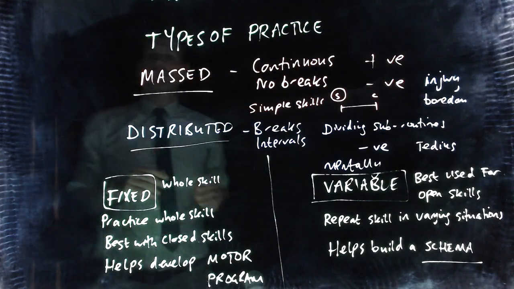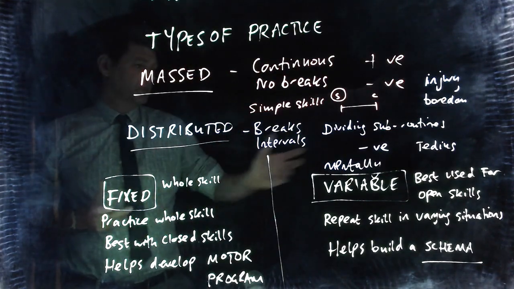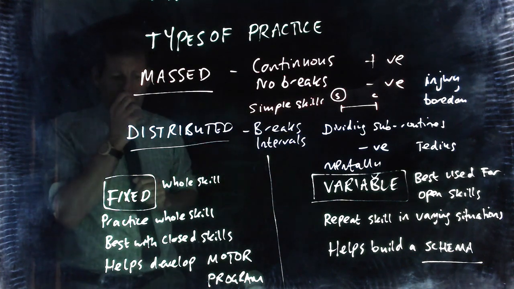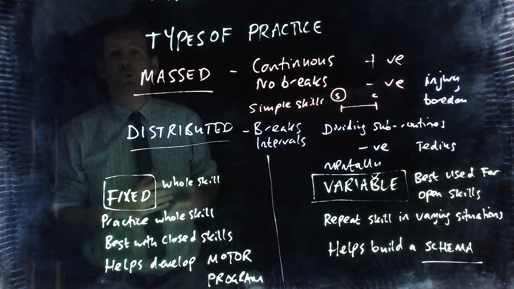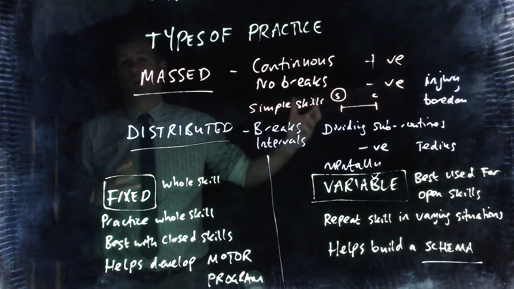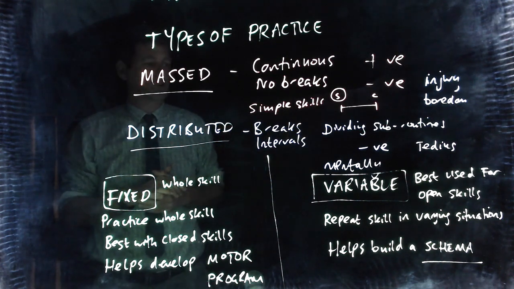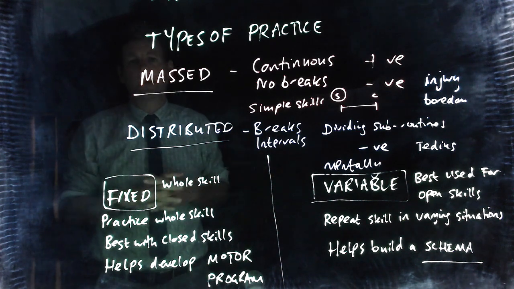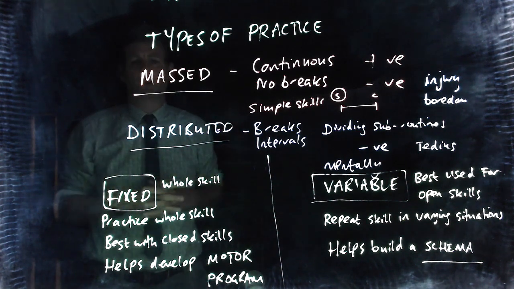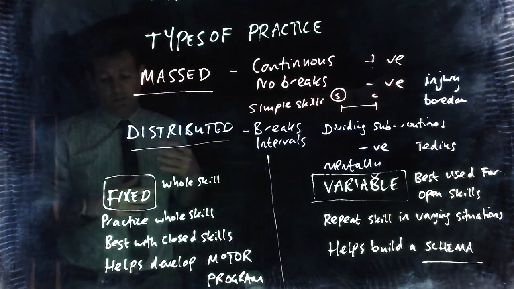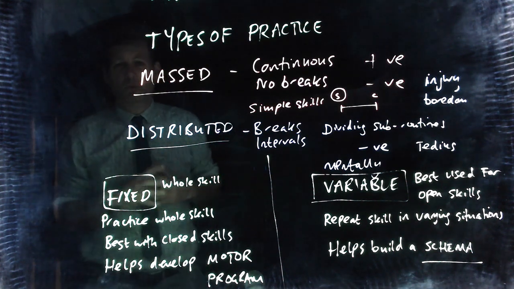So the final 2 types of practice are fixed and variable, and again, opposite ends of the continuum. Fixed practice is when you practice the whole skill. We call it whole, part, whole. So you practice the whole skill, then you break it down into constituent parts, which is a variable aspect, and then you go back into the whole skill at the end. The good thing about fixed practice is you can practice it repetitively, and it's best with closed skills.